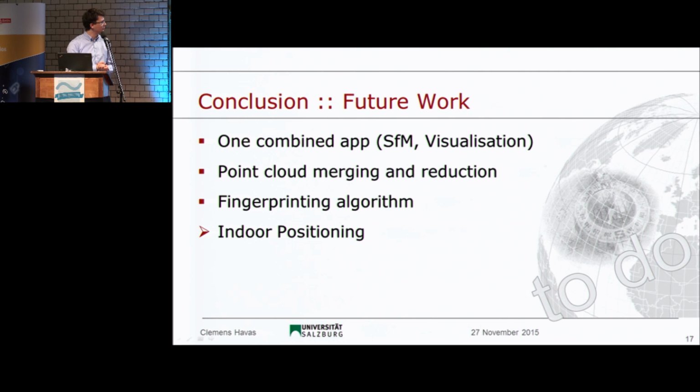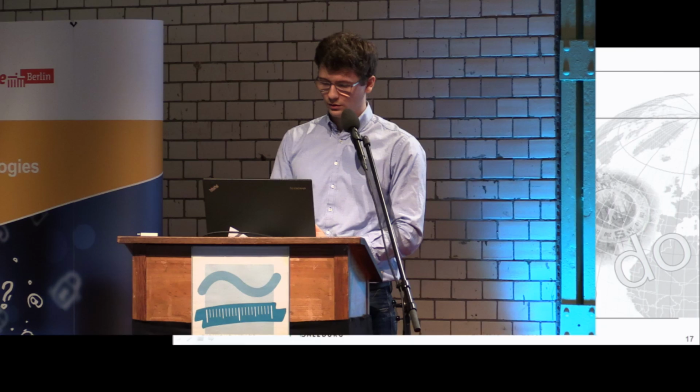So this has currently been done. We want to combine the app for structure from motion and the visualization together, because we visualize it as well in an app. We would like to do a point cloud merging if it's necessary, and have to reduce the number of points if needed to keep the data storage low. And in the end, we want to implement the fingerprinting algorithm to perform indoor positioning.